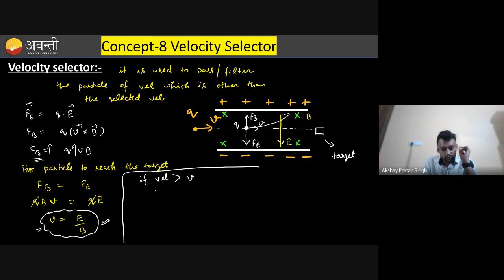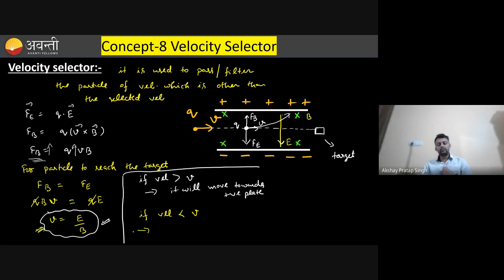And what is the conclusion? If velocity is greater than V, it will move towards the positive plate. Now, can you answer one more question here? What if velocity is less than the velocity V? V is this much velocity. Then what will happen? It will move downward. Very good. Clear? Okay. So on this note, this is the velocity selector that we have to study.